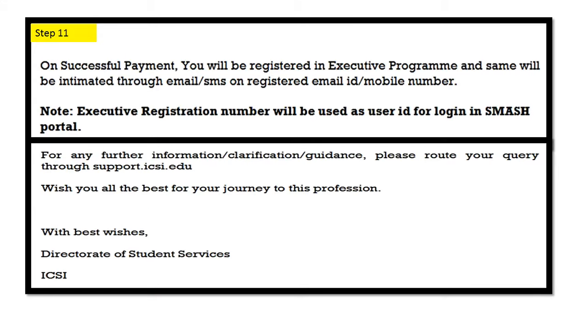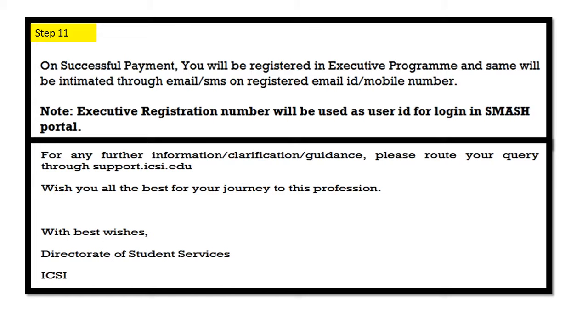After making the successful payment, you will be intimated by the institute through email or SMS on your registered email ID and mobile number, so you will be informed that you have been registered in the executive program. The payment should definitely be successful; only then will you be registered in the executive program. Take note that the executive registration number will be used as the user ID for login in the Smash portal. So whatever your registration number is, that will be used as your user ID.